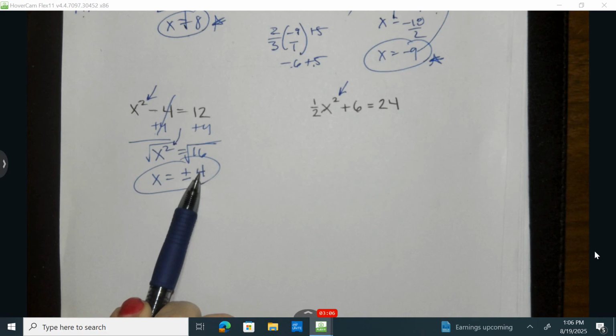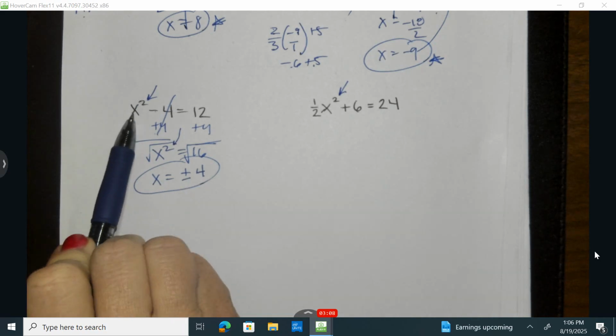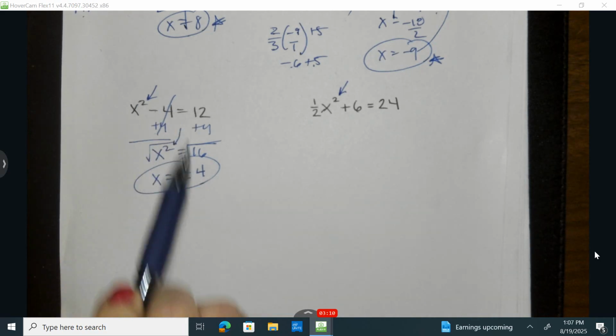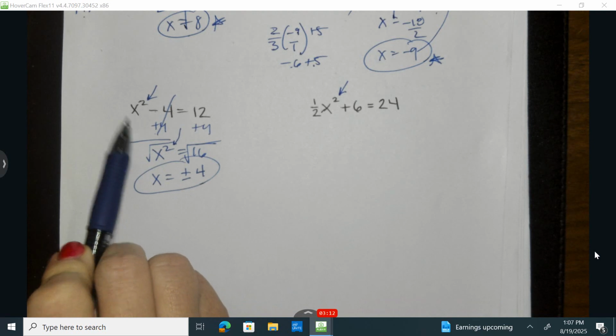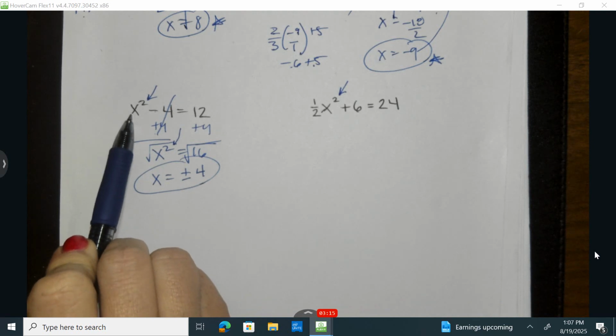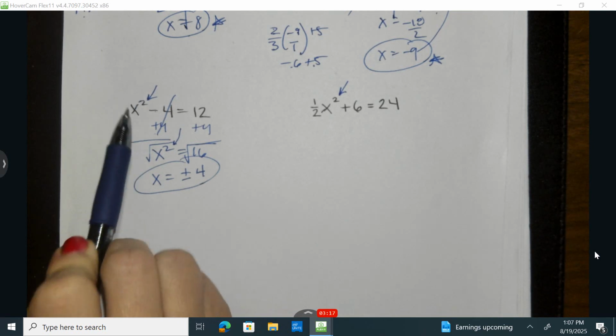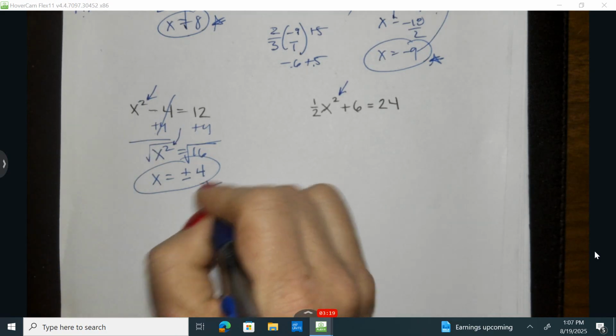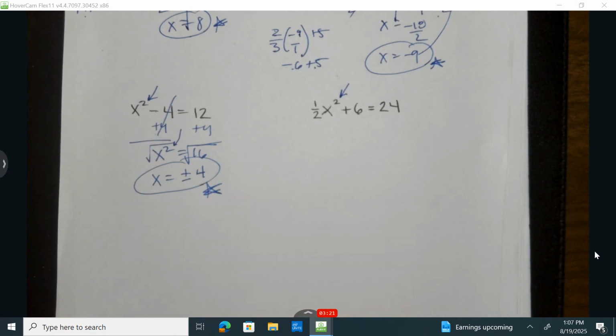Let's do some mental math. Let's start with positive 4. 4 squared is 16. 16 subtract 4 is 12. Let's do -4. -4 times -4. Well, negative times the negative is a positive, is still positive 16, and 16 minus 4 is 12. Moving on to our last example on this page.